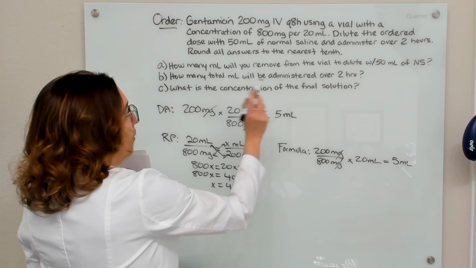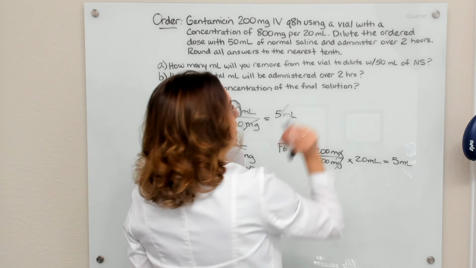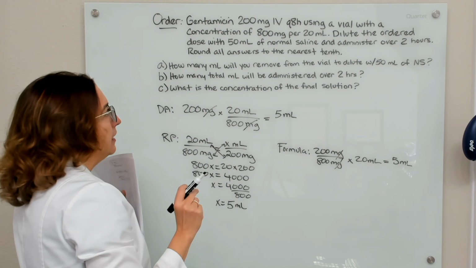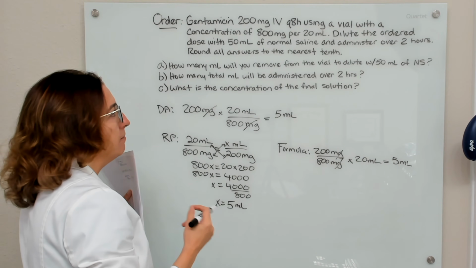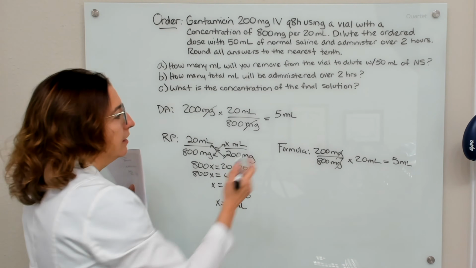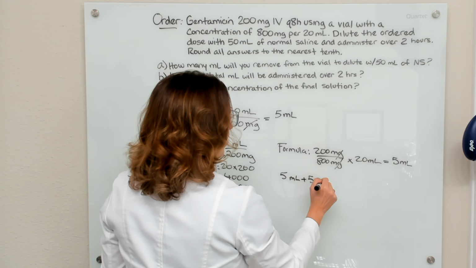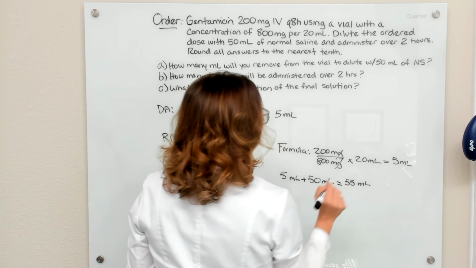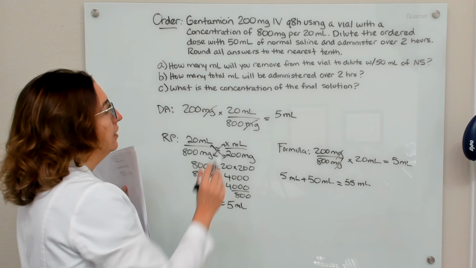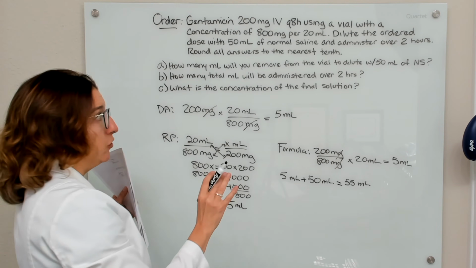But now we need to dilute that 5 ml with 50 mLs of normal saline. Part B asks, how many total milliliters will be administered over 2 hours? So I'm going to take my 5 ml, add in that 50 ml of normal saline, and that's going to give me 55 ml. That is how many mLs I will administer over 2 hours after dilution.